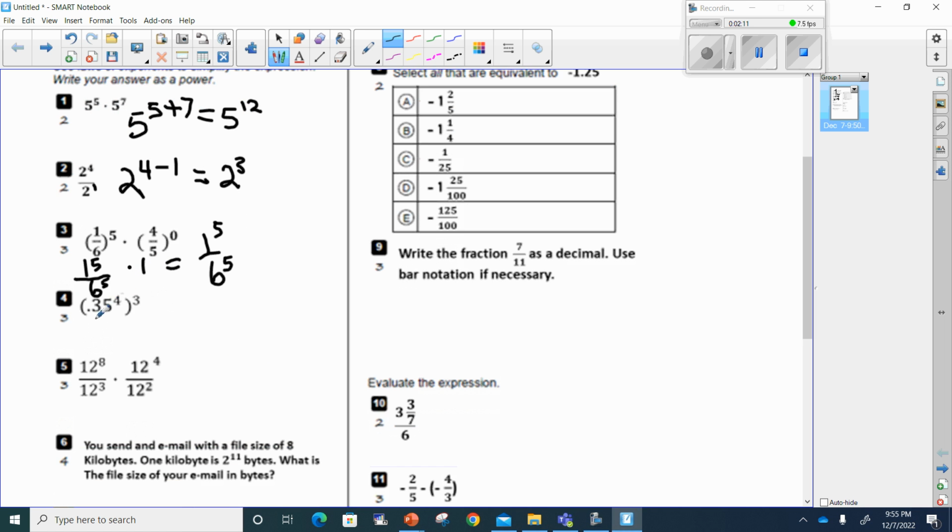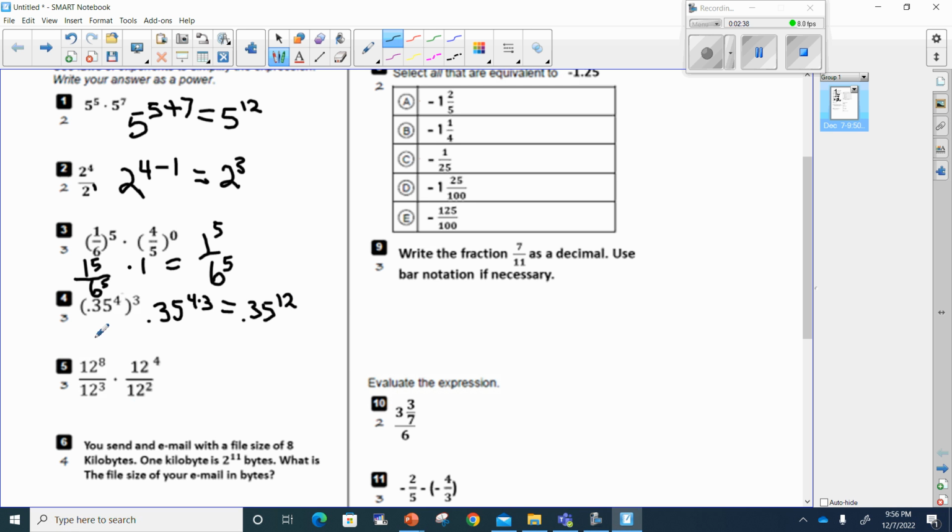All right, going to number 4, we got 0.35 to the 4th power, to the 3rd power. When I have parentheses with a power to the power, I multiply my exponents. So this is 0.35 with 4 times 3. Now it's going to equal 0.35 to the 12th power.